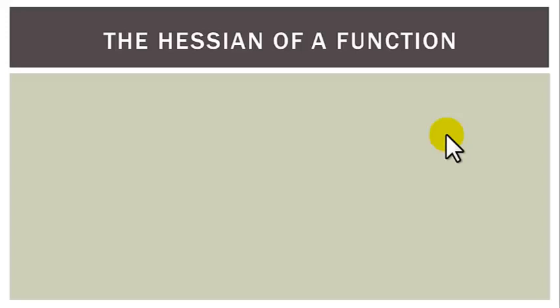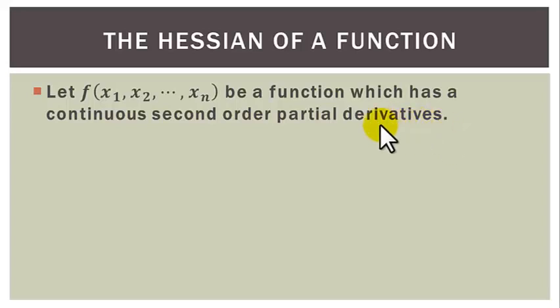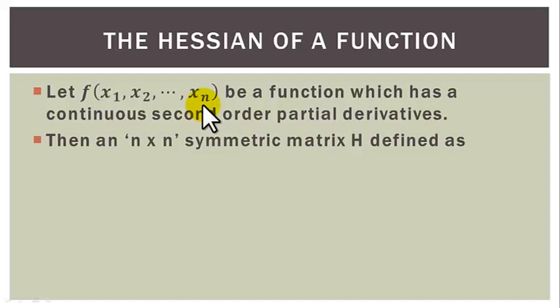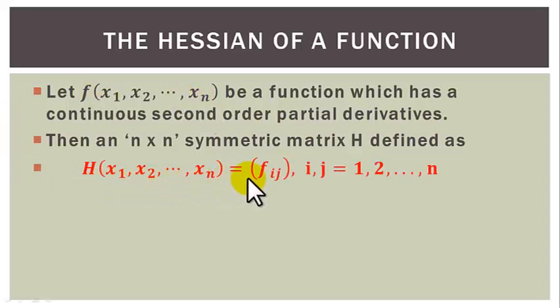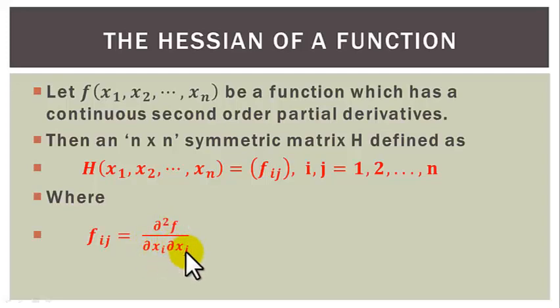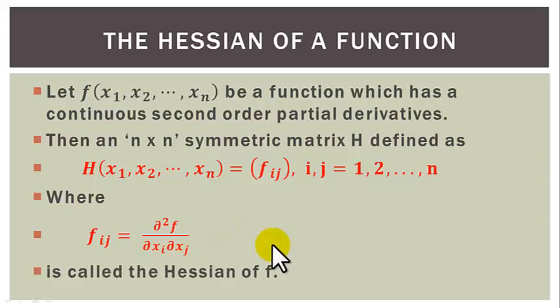The Hessian of a function. Let f of x1, x2 to xn be a function which has continuous second order partial derivatives. Thus, we assume f to be a smooth function. Then an n by n symmetric matrix H, defined as H of x1, x2 to xn equal to f_ij, where f_ij equals the second partial derivative of f with respect to xi and xj, for i and j going from 1 to n, is called the Hessian of f.